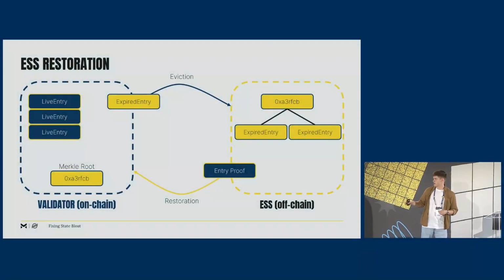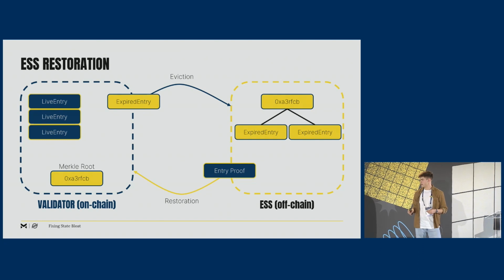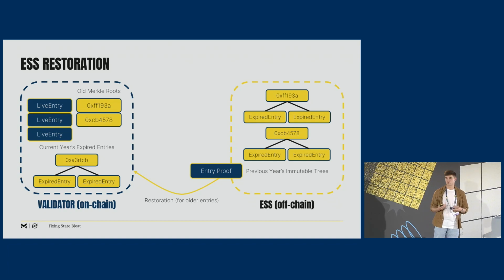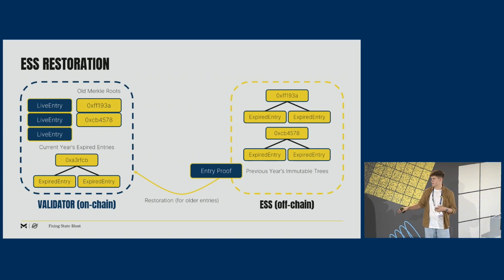So going back to our diagram, we have this picture here, and we are going to now transition to this. So here we have a multiple Merkle tree setup where the ESS stores the previous year's immutable trees. And we also have the validator storing the old roots of those immutable trees. Now the validator has the current year's hot tree that builds throughout the calendar year. You may also notice that we removed the eviction edge, because whenever an entry is expired, it is deleted from the ledger, but then added internally to the local Merkle tree stored by the validator.